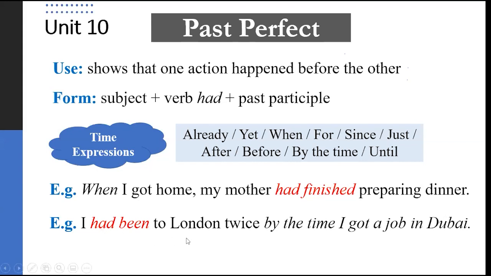I had been to London twice by the time I got a job in Dubai. So my time expression or the keyword is by the time. بعدين أسأل نفسي أي حدث صار أول؟ That I traveled to London twice or that I got a job? Which one? Yes, I see two people's hands are raised. Yes, go ahead.